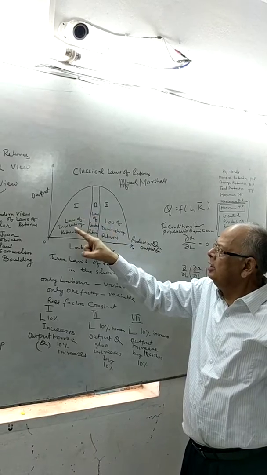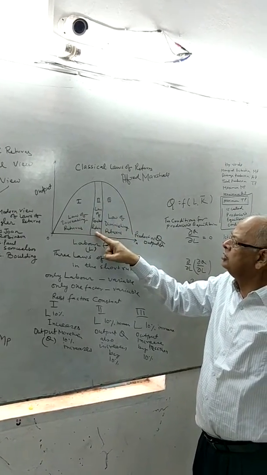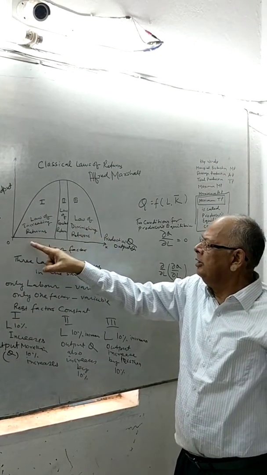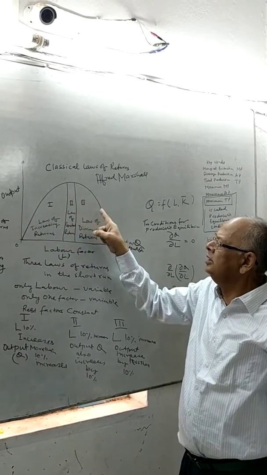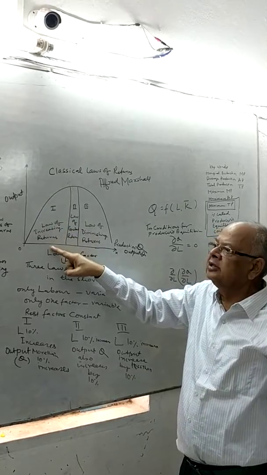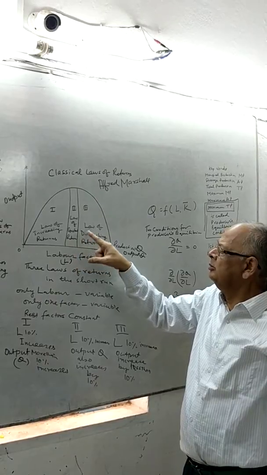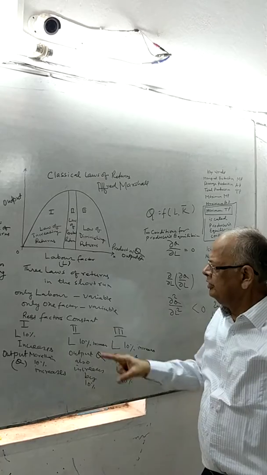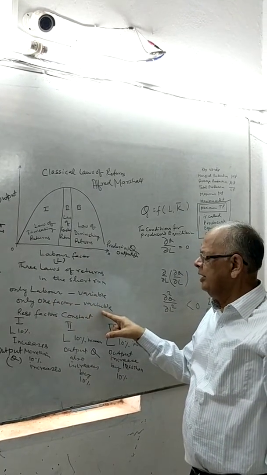First stage, law of increasing returns. Second stage, law of constant returns. Third stage, law of diminishing returns. As labor is increased, production increases in three manners. Number one, production increases at an increasing rate. Number two, production increases at a constant rate. Number three, production increases at a diminishing rate. We see only labor is variable. Only one factor is variable.